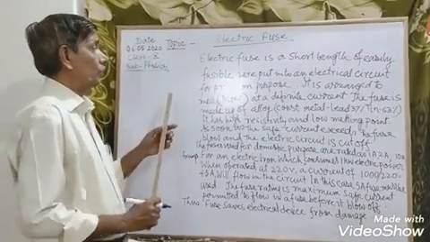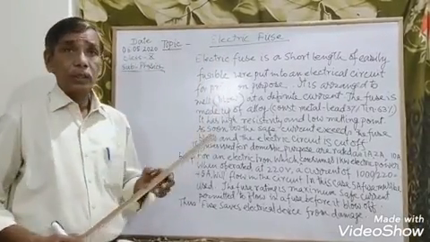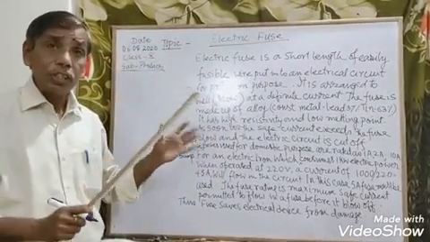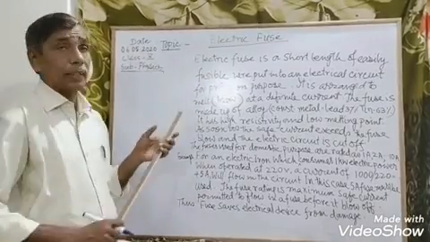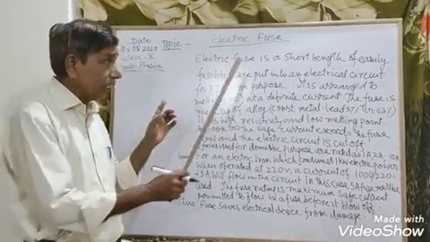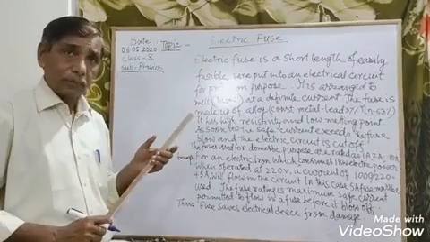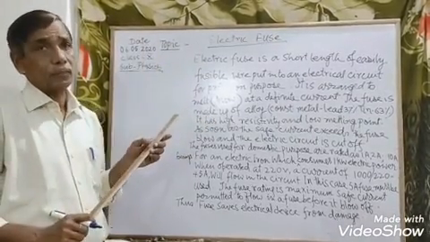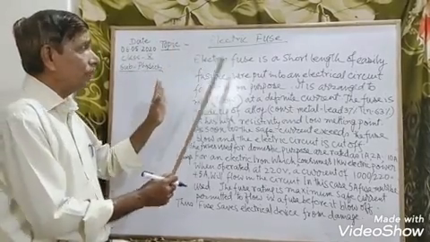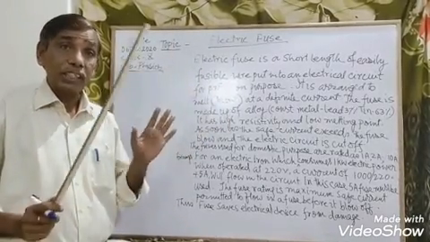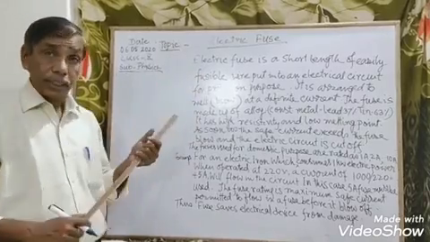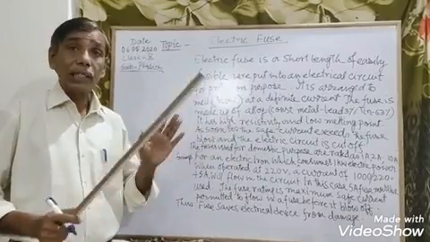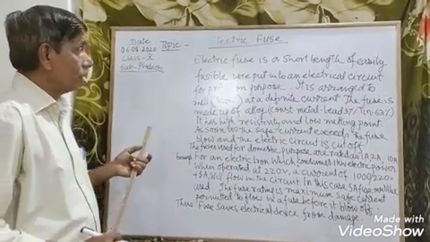Now, what is a fuse? An electric fuse is a short length of easily fusible wire, which is put into an electrical circuit for protection purposes. So the electric fuse is used for protection. Which protection? It is the protection of the electrical devices.